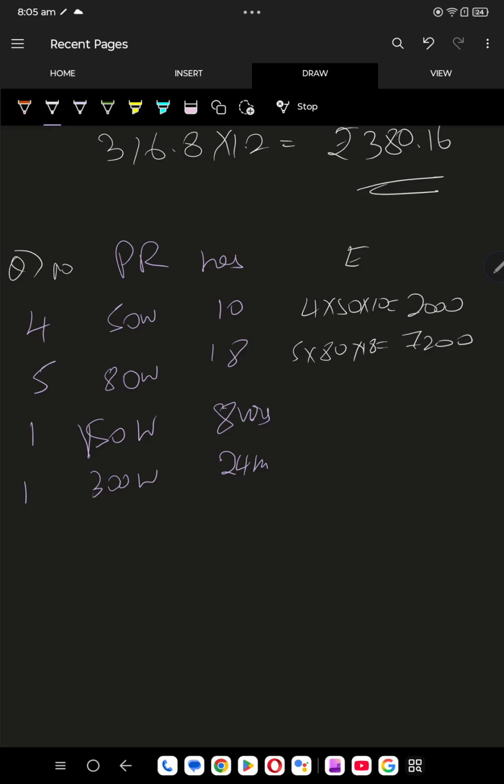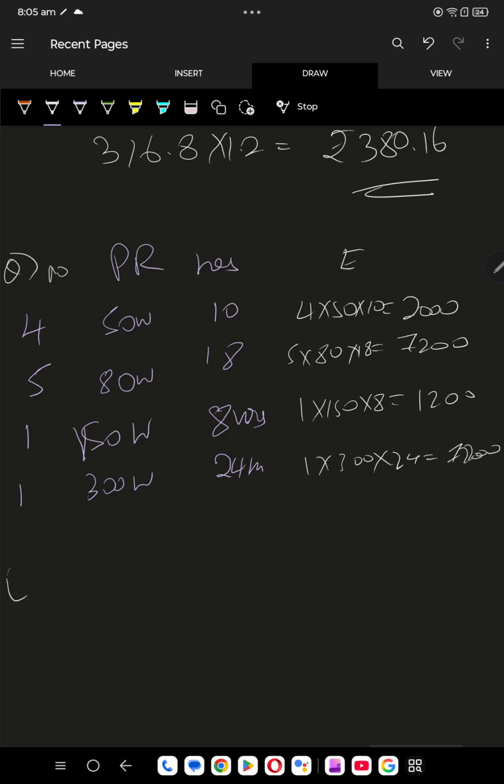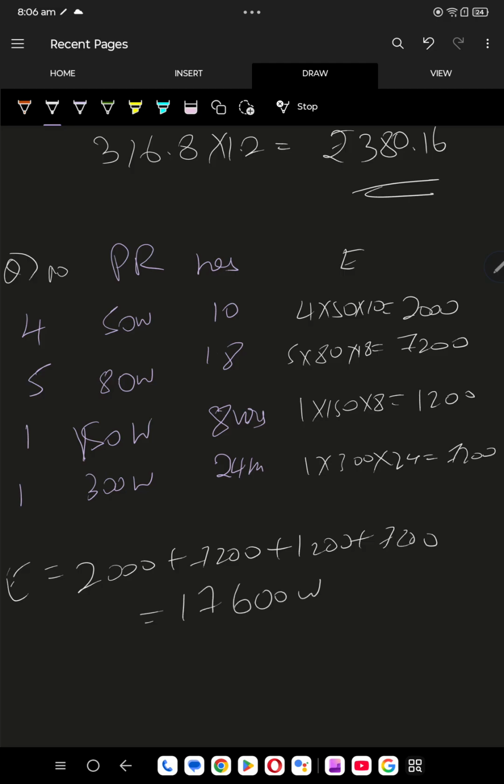That is 7200. Then 1 into 150 into 8, that is going to give 1200. Then 1 into 300 into 24, that is 7200. Total electrical energy is how much? 2000 plus 7200 plus 1200 plus 7200. That is going to be 17600 watt hour.